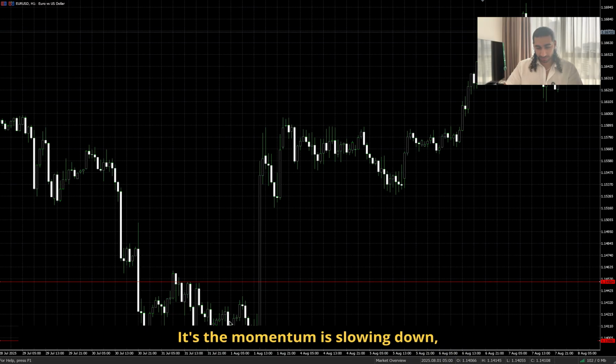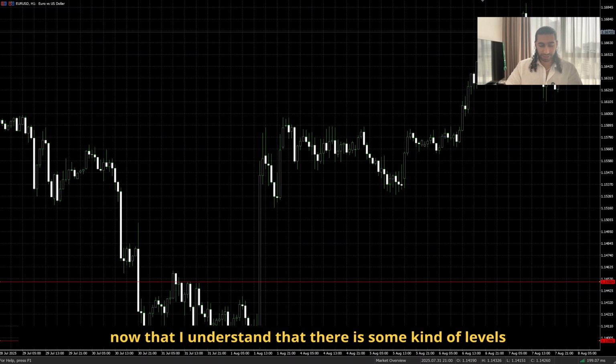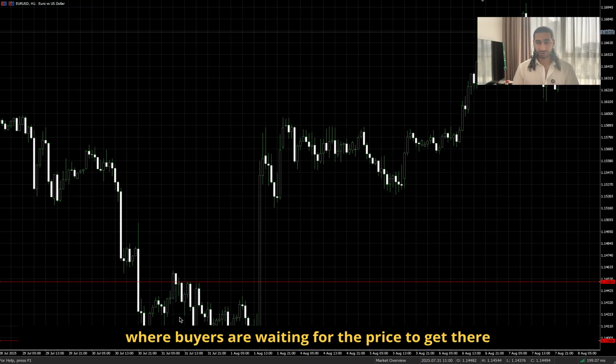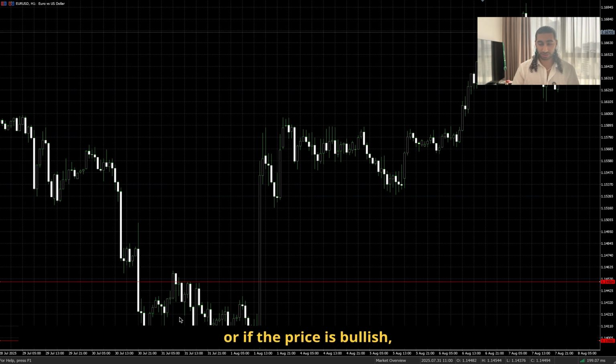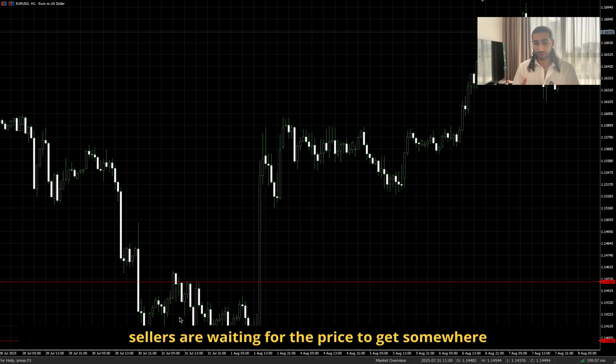The momentum is slowing down, being pushed here again and breaching these levels. And you're asking yourself, okay, now that I understand that there are some kinds of levels where buyers are waiting for the price to get there so they can buy and push the price back up, or if the price is bullish, sellers are waiting for the price to get somewhere so the price gets pushed back down.